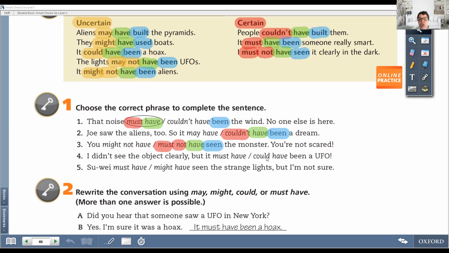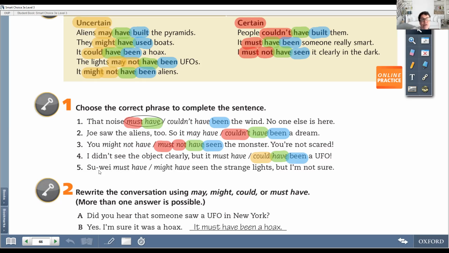Very good. Could have been a UFO. So it's this one here, uncertain. Okay, so let's put here could, and then the auxiliary verb, and then the past participle. Okay, that's the best option. So I didn't see the object clearly, but it could have been a UFO. It's a hypothesis. I'm just imagining, yeah, there is a possibility. It could have been a UFO, right?